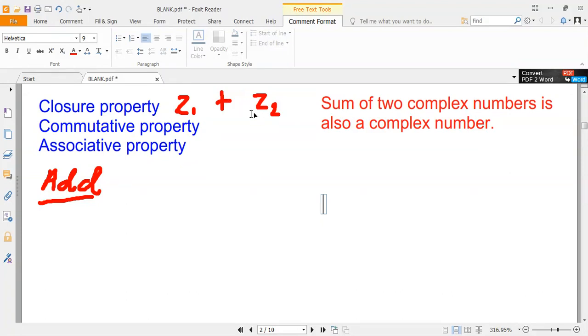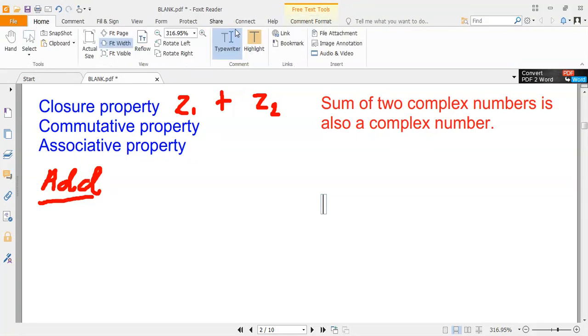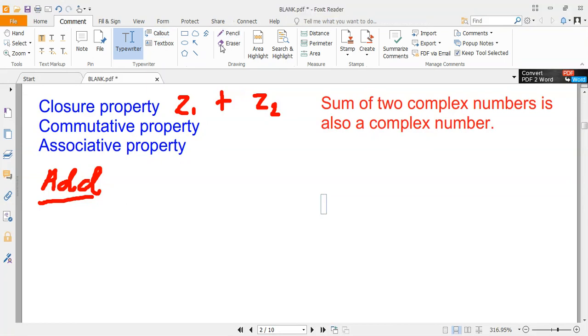If you have one complex number and you have a second complex number, then the addition of those two complex numbers will also give you a complex number. That is what closure property under addition of complex numbers is all about. That is what it says. It's as simple as that. So that is what we talk about when we talk about the closure property.